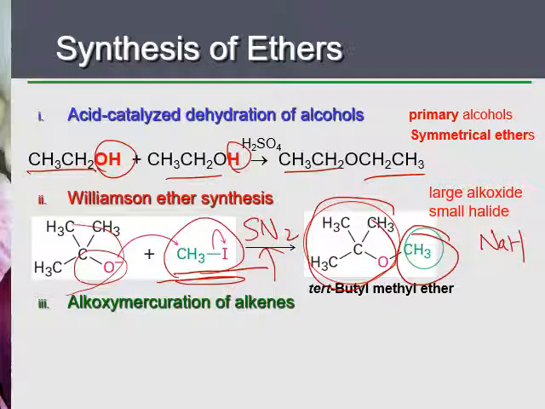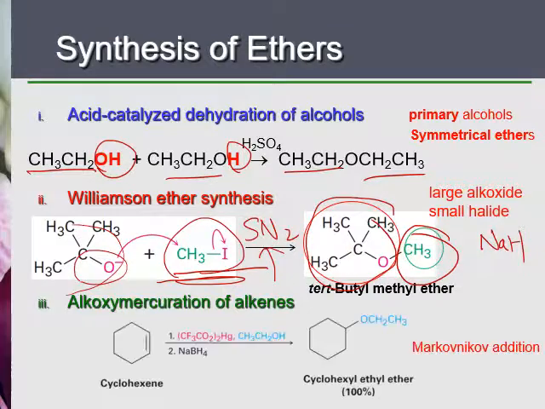The third method is called alkoxymercuration of alkenes. This method resembles oxymercuration-demercuration. In that method, we follow two steps. One is mercury acetate with water, followed by sodium borohydride. The net effect is hydrogen adds to one carbon, hydroxy adds to another carbon, and forms an alcohol.